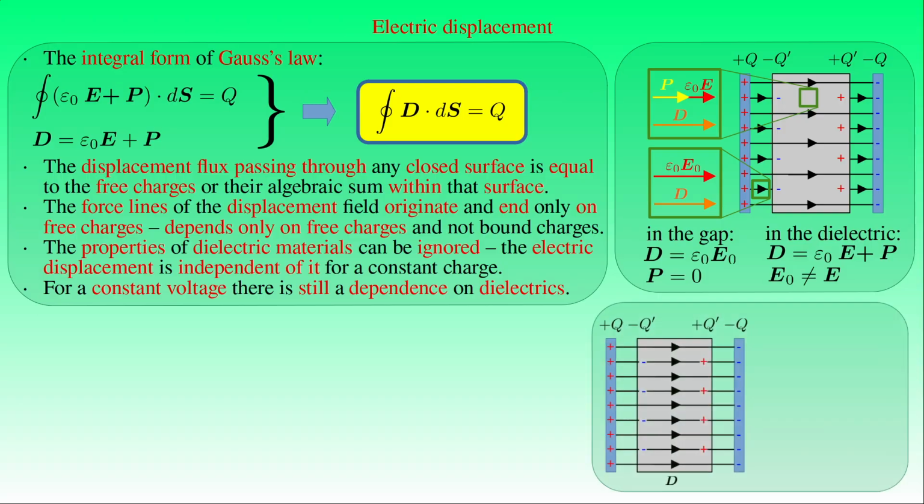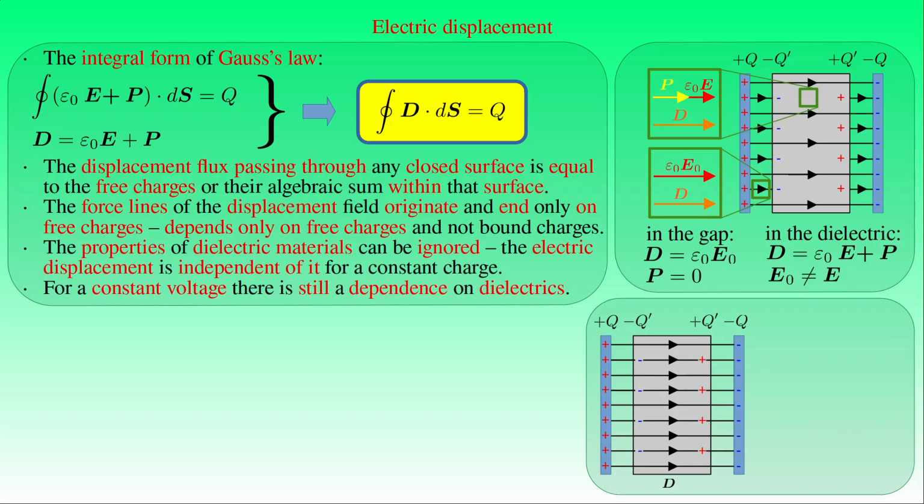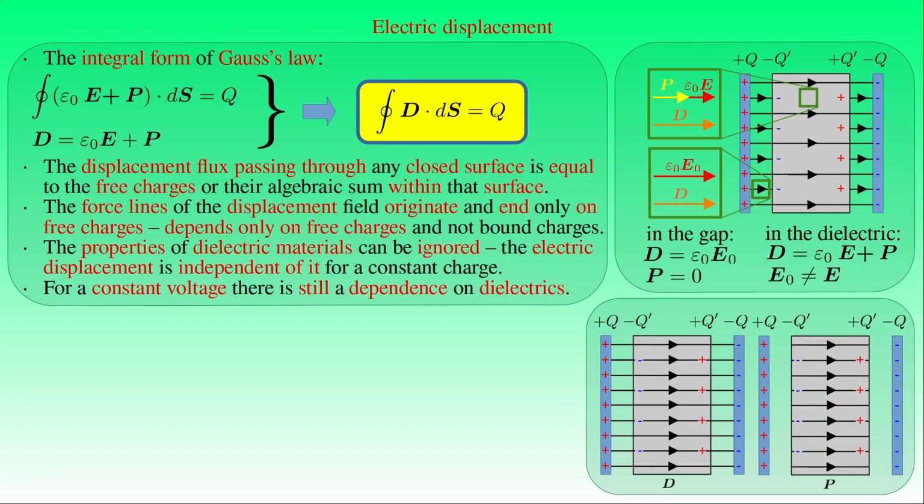The fact that the displacement field is only related to free charges can also be illustrated by the force lines of the field starting from the positive free charges Q and terminating at the negative ones on the plates of the capacitor. Here the polarization charges at the boundary of the dielectric have no role whatsoever. Conversely, the polarization field P is only related to the bound charges, and its force lines originate at the positive polarization charges Q' and end at the negative ones. Only the electric field E has a direct relation to both types of charges, where the difference in the density of its force lines indicates the presence of these charges, as seen in the first figure.